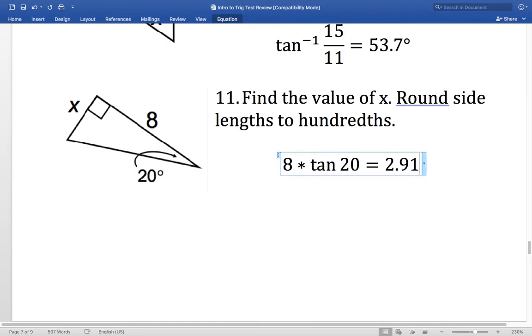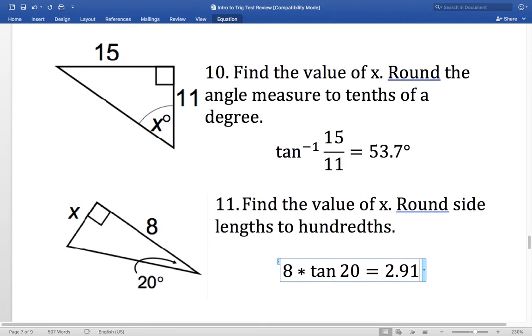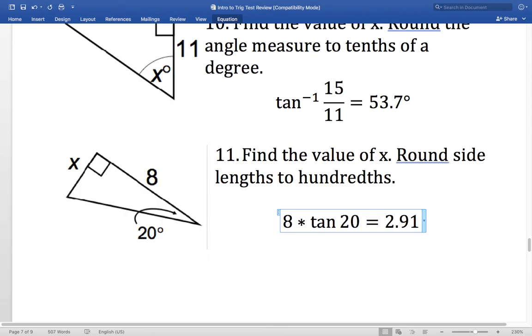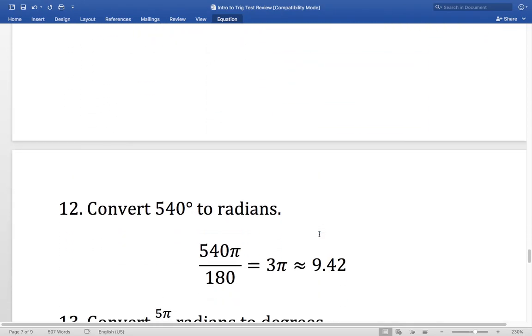2.91 units. Okay, so that's our answer from our calculator. 8 times tangent. The biggest thing here, I might move some of these values around, so you just need to know SOHCAHTOA and your trig ratios to know which trig function to use.